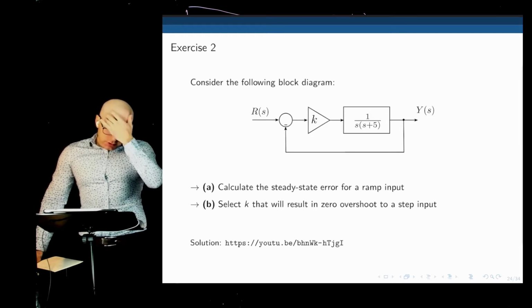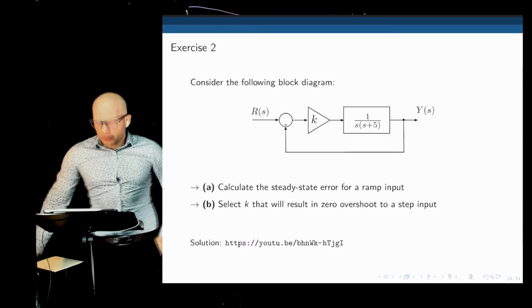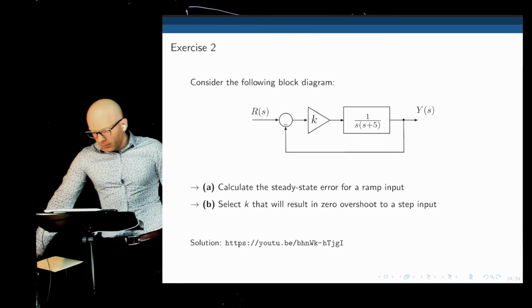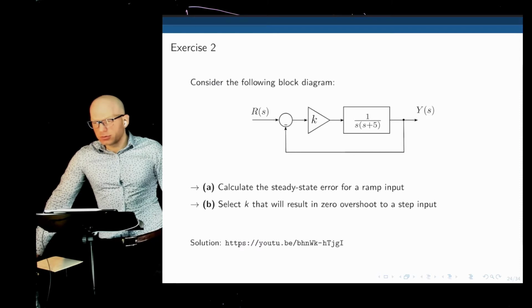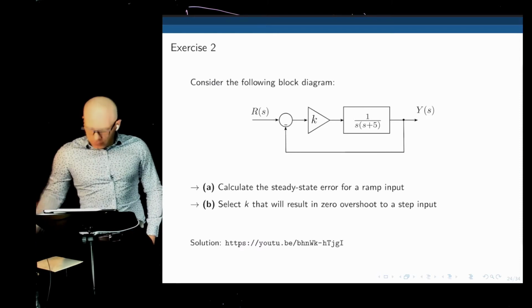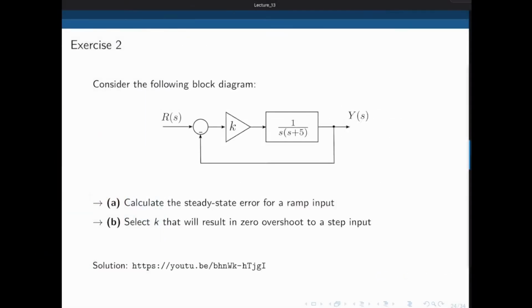So to consider this system, calculate the steady state error for a ramp input and select K that will result in 0 overshoot to a step input. What is the first thing we need to do here? If you want to calculate the value of K that results in no overshoot, what is the first thing we need?